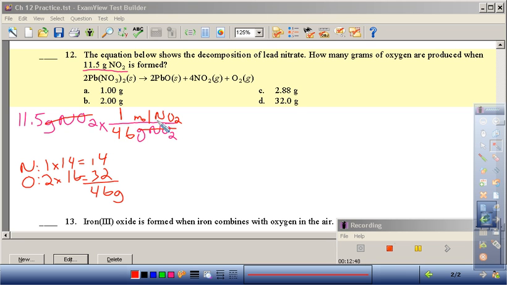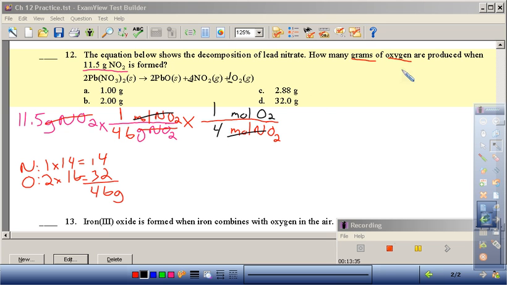Alright, so I'm in moles of NO2. So now I have to think, am I done? Well, what am I looking for? Grams. I'm not in grams. And oxygen. Now, I'm not in oxygen. So I got to get out of the chemical I'm in and into the chemical I want. The only way I can go from one chemical to another is a mole-to-mole ratio. So NO2, there's a 4 in front of it. O2, no number, so that means there's a 1. That's my mole-to-mole ratio, which comes from my equation.